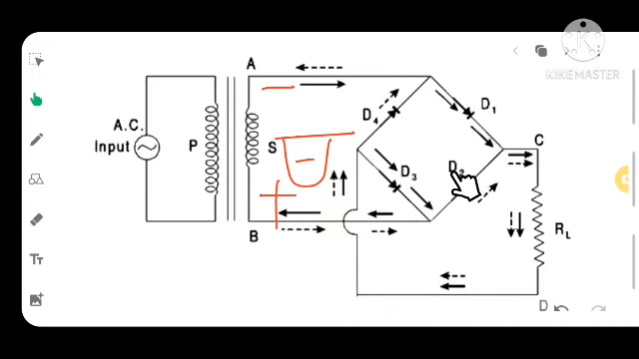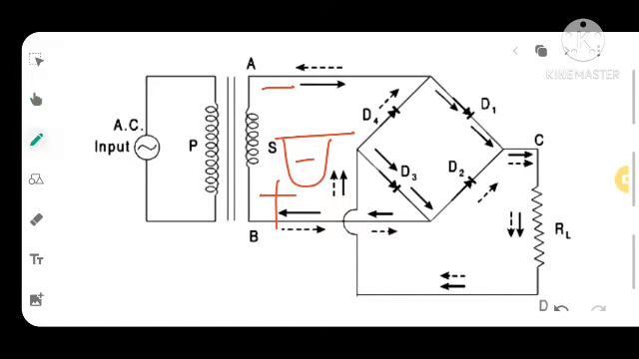Now the current will start to flow from the positive direction. Follow the arrowhead. This is on, so it will go through D2, then through RL, then come here, and then through D4, then go back here. So this is the overall loop you can see.